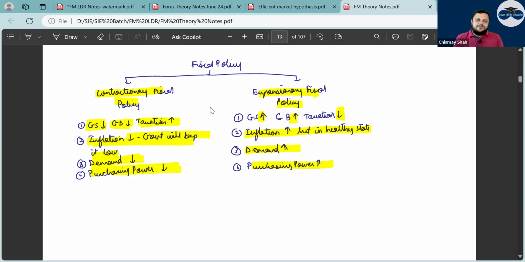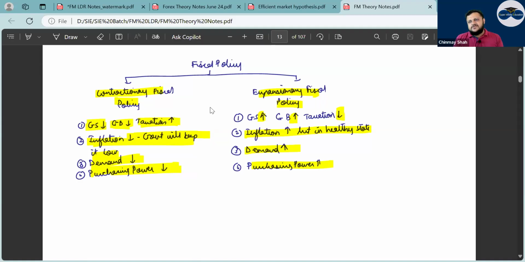Then in that case, what will happen? Government spending should be reduced, government borrowing should be reduced, taxation should be increased, so people don't have money, right? They cannot do a lot of spending. Inflation, correct? Inflation should be kept down because then prices will not be kept up, correct? No one will be ready to spend that much. Demand will always be low, purchasing power will also be low.